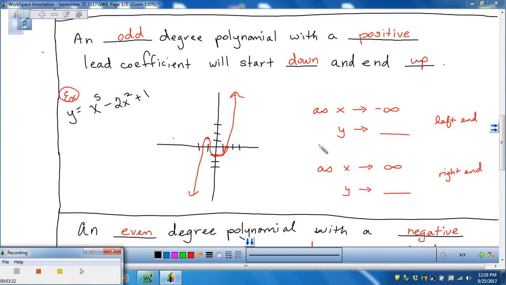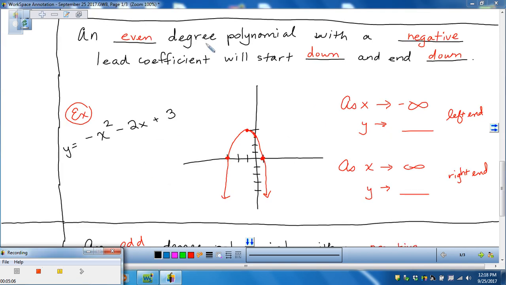So as I look at my algebraic way of writing it out, as x is approaching negative infinity, y is also approaching negative infinity. So on my left end, x is going forever to the left, y is going forever down. On the right side, as x is approaching positive infinity, y is going up, so y is approaching positive infinity as well. And this is my right behavior. Go ahead and pause, and then we'll move on with the next example.